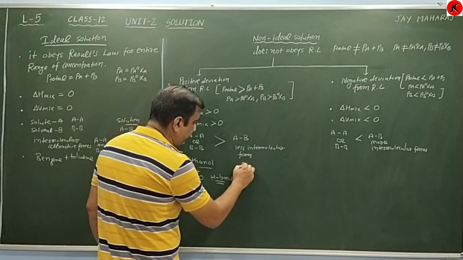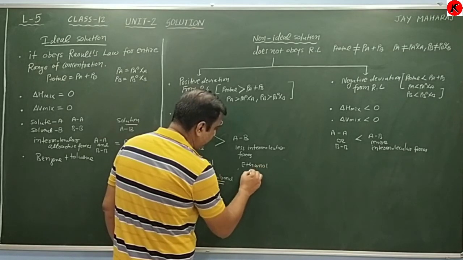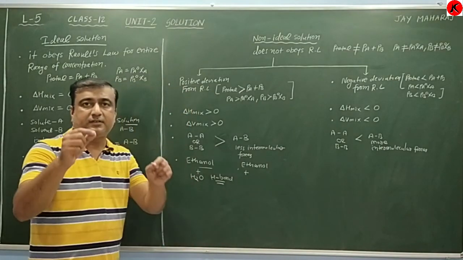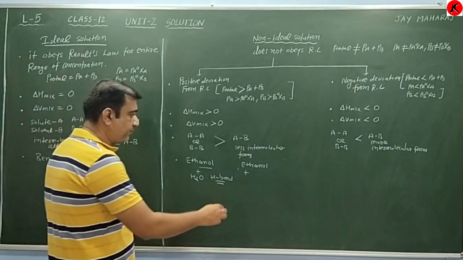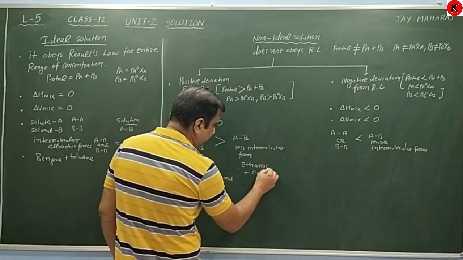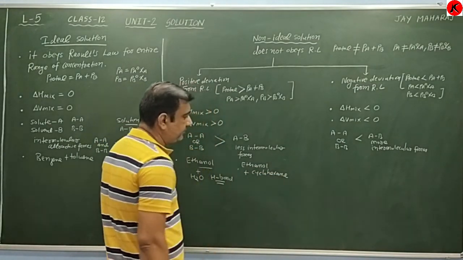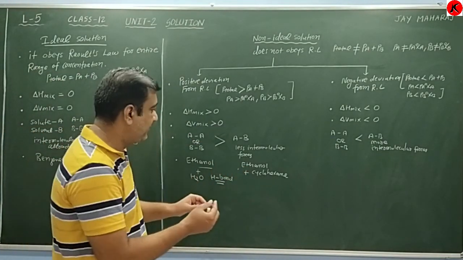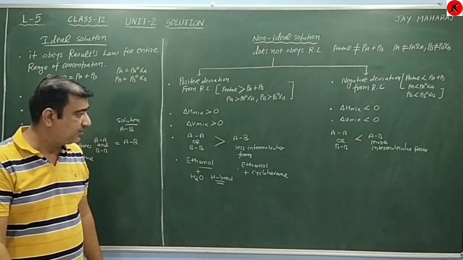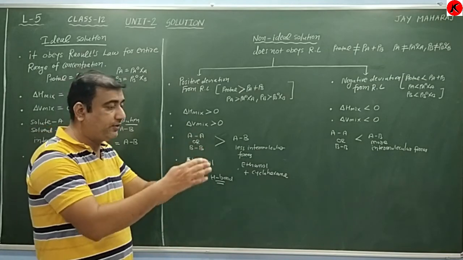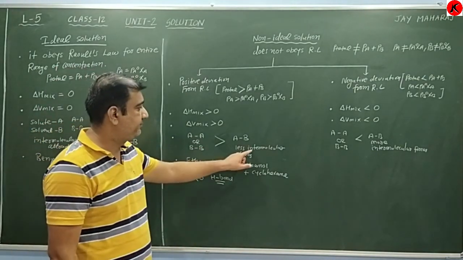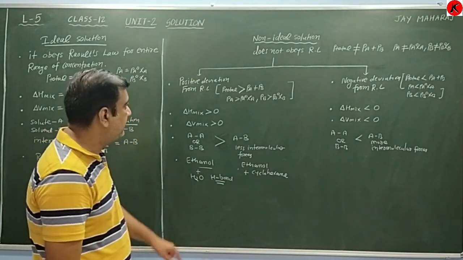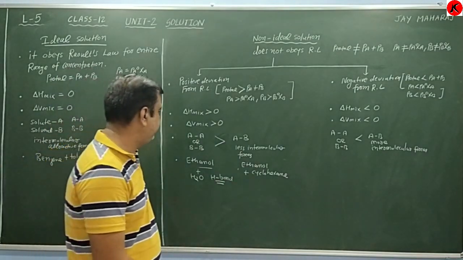Again, suppose ethanol in which acetone is added, otherwise cyclohexane is added. Ethanol plus cyclohexane, otherwise acetone. Again here ethanol has hydrogen bonds, but when cyclohexane or acetone is added, the new intermolecular force will be weak, less intermolecular attractive force. That means this is also an example of positive deviation.